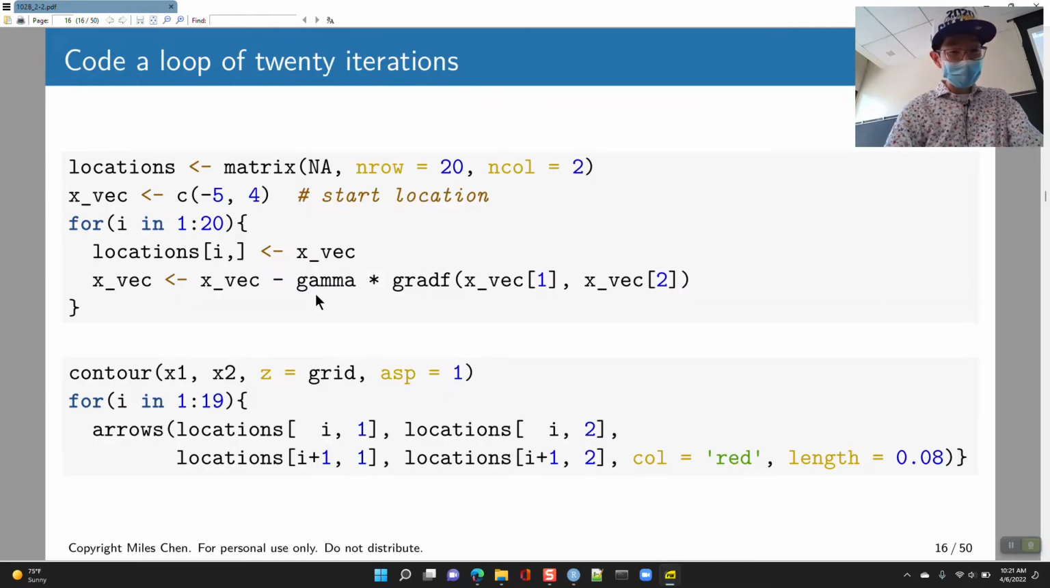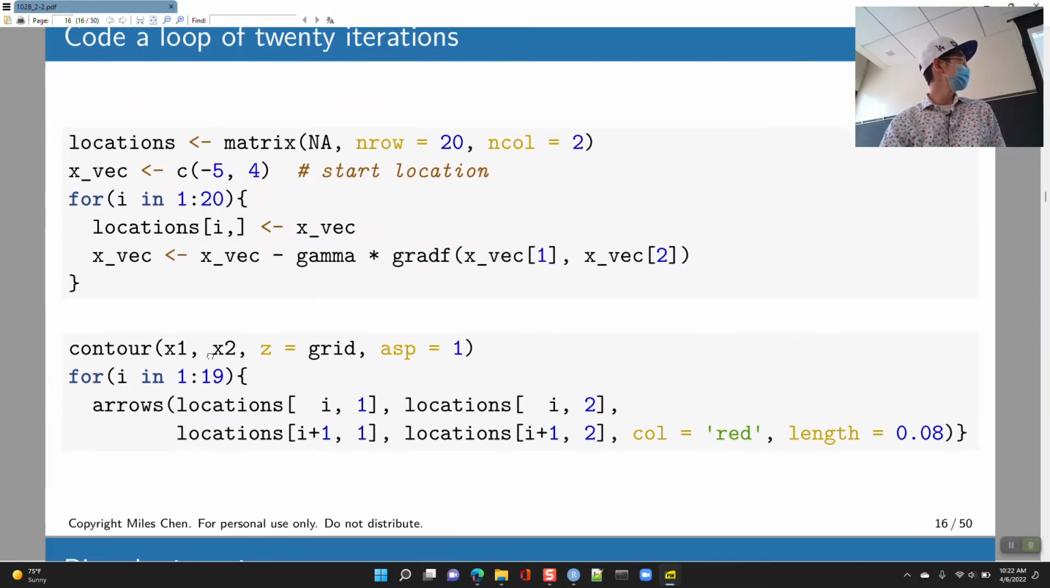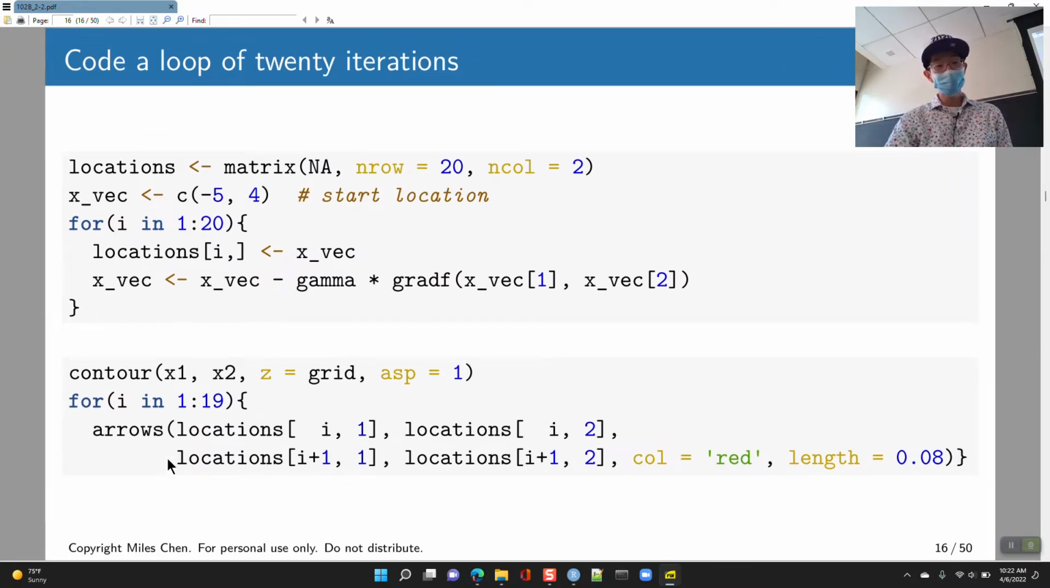And I just do this over and over and over again. I'm going to do 20 iterations. Okay, and so I'm going to say, let's just start off at negative 5, 4. At each location, I will take my vector stored into locations and the ith row of locations, and then I'm going to update my x vector by doing x vector minus the gradient at the x vector. Okay, and then I'm going to just plot all of these as arrows.